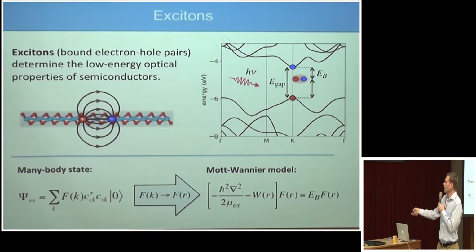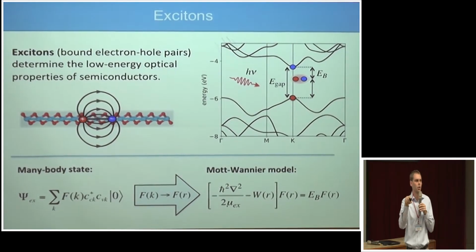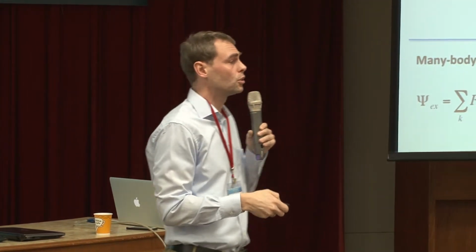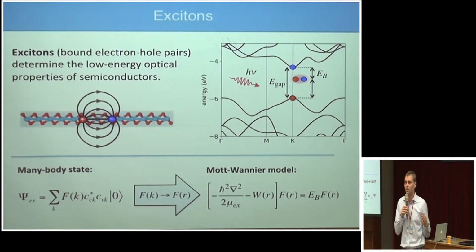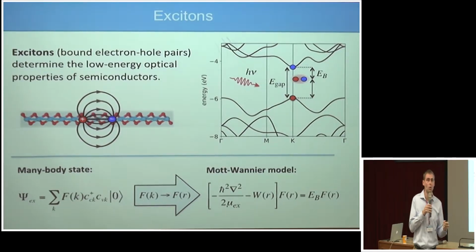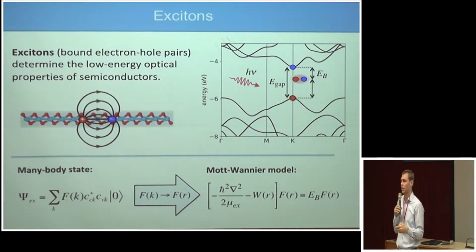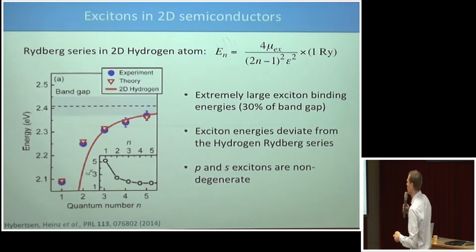The W that enters here for a three-dimensional system would just be 1 over r times epsilon. So it is really like a hydrogen atom with some screened interaction. For a two-dimensional material, W is more complicated because, as I've already said, the screening is not just 1 over r times epsilon, it's a more complicated function. But we can calculate that screening ab initio and plug it in here and solve the Mott-Wannier model.